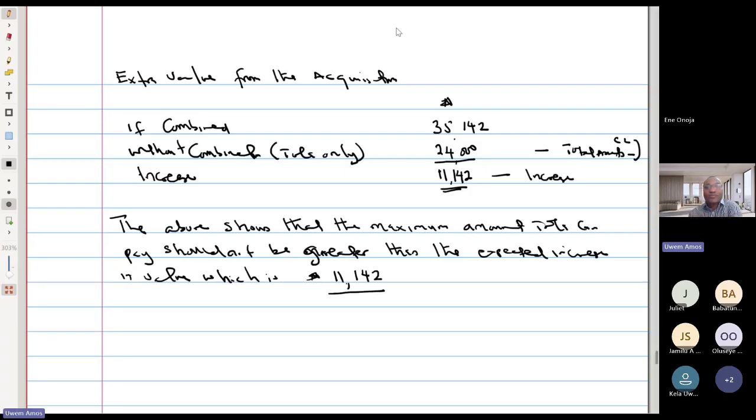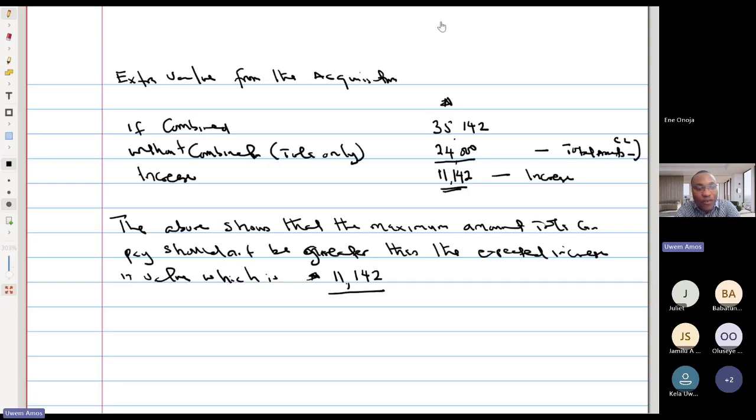Any question on that first part? That's the maximum Tolade would pay. Because if the two companies together are worth 35 and Tolade alone is worth 24, the difference is the increase. So if you're going to pay for anybody, anywhere, you should not pay more than 11,142.